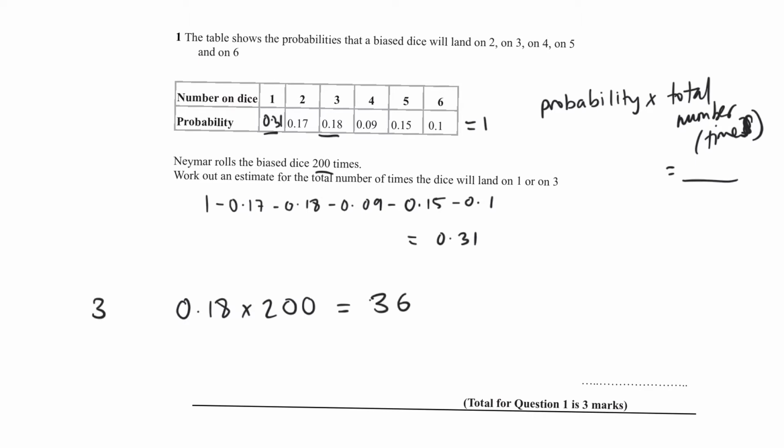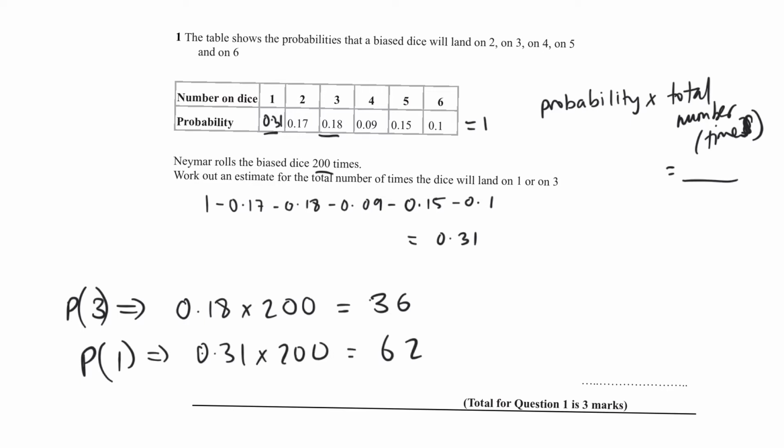So that's the number of times for a 3. Then for the probability of it landing on a 1, you would need to do 0.31 times 200, and that would give you an answer of 62. Then to work out the total for a 1 and a 3, you need to add them both together, which would leave you an answer of 98.